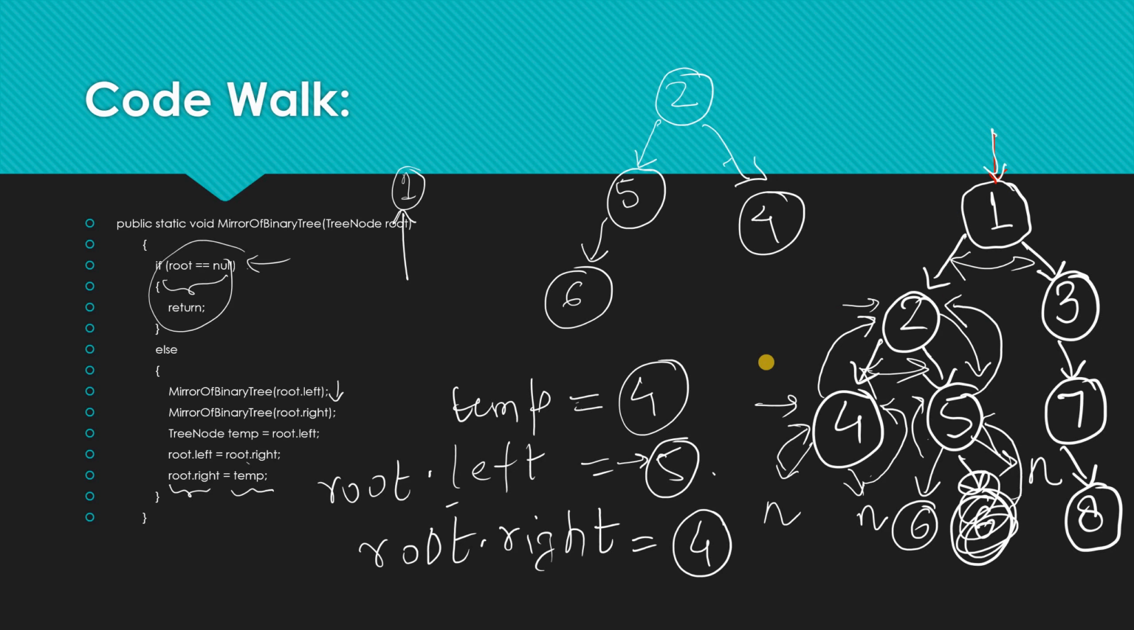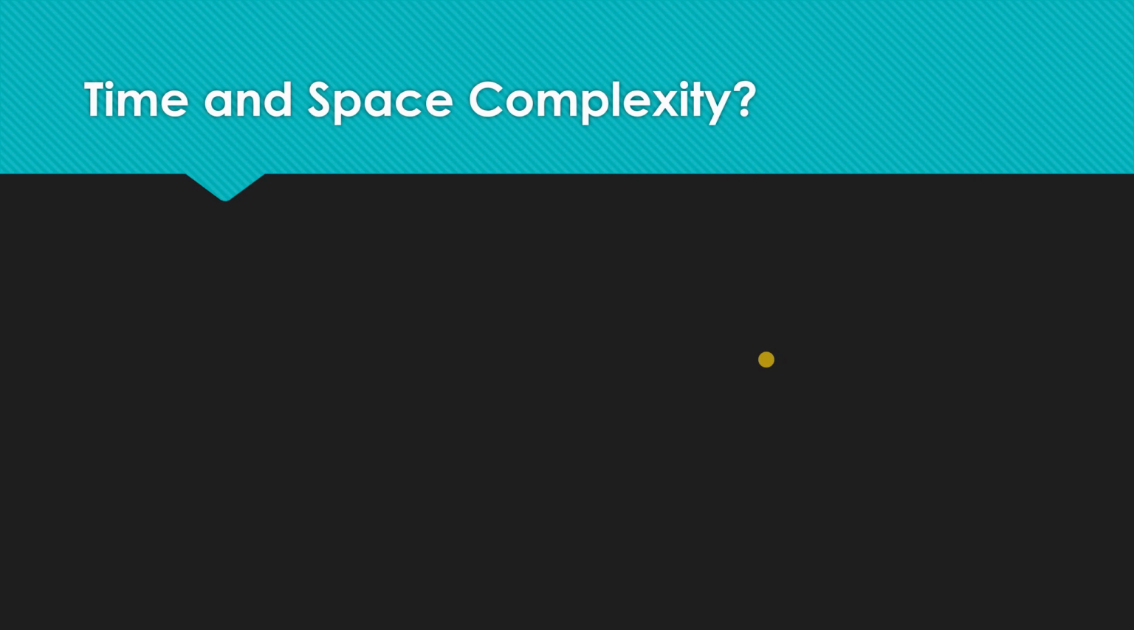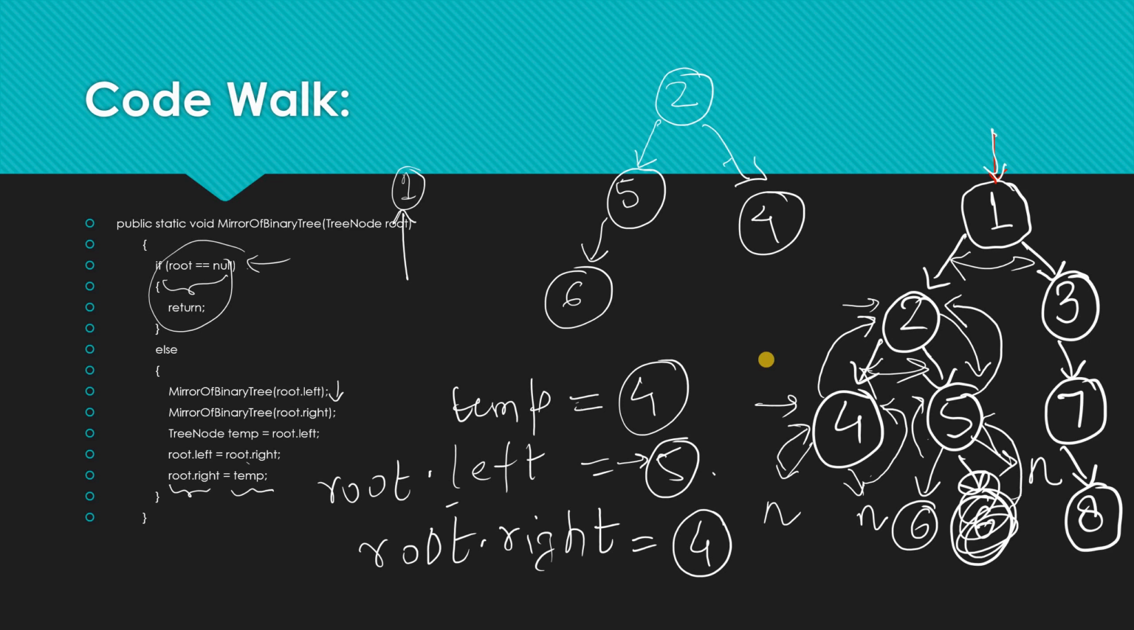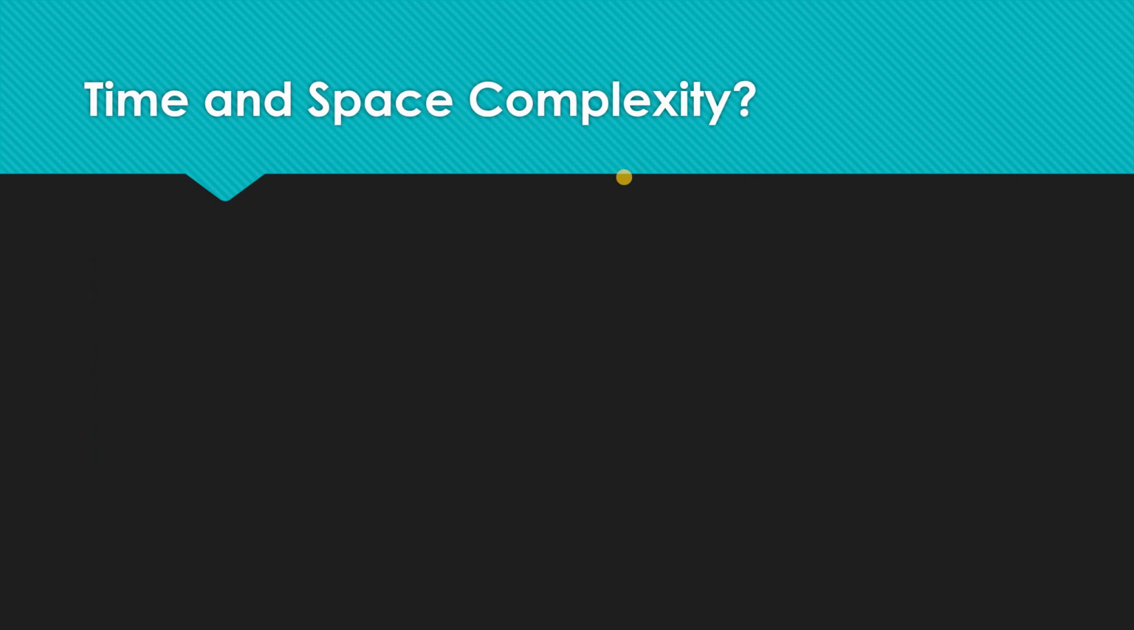So okay, now the code walkthrough is done. So now let's move forward. What will be the time and the space complexity? Again, you are already seeing here that we are doing a simple post order traversal, and for the post order traversal the time complexity is O(n) and the space complexity is also O(n), right? It's pretty simple if you have watched my previous videos.